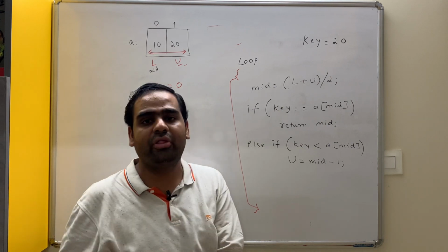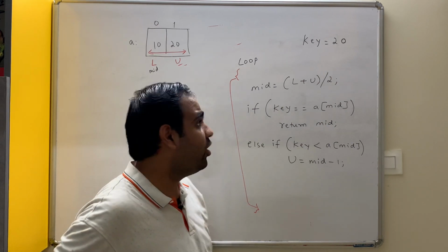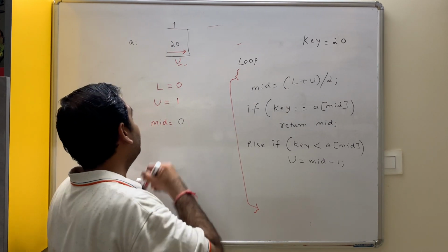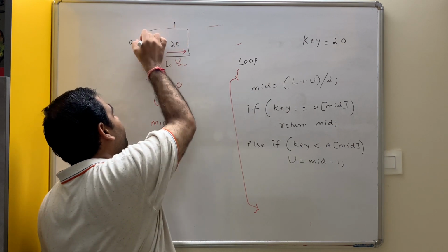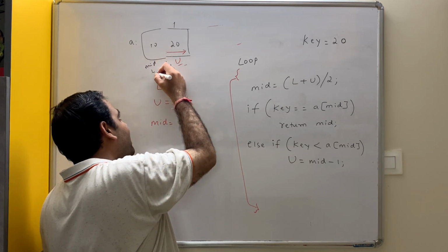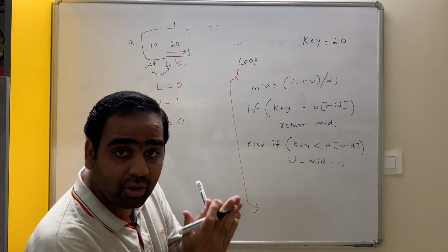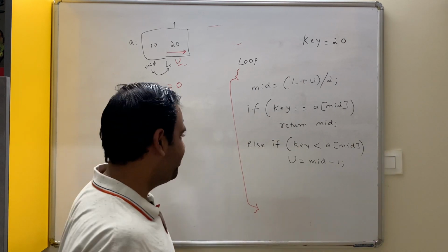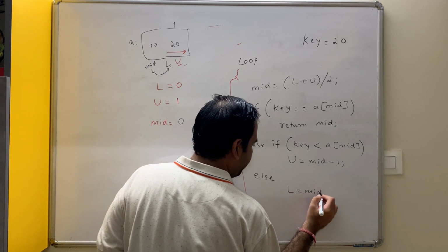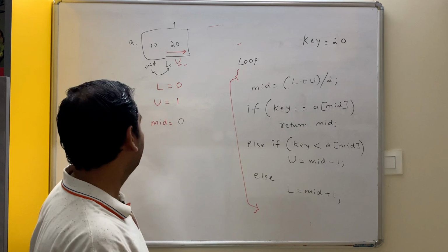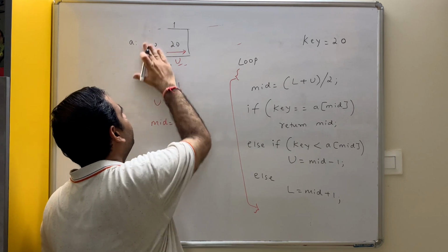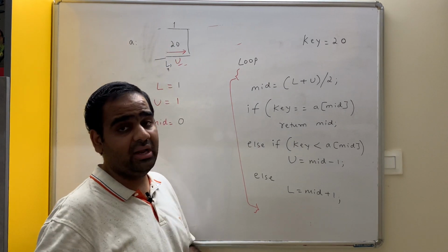Now if I want to search on the RHS subarray, what will happen? This was the value of mid and this was the value of L. Now the value of L should become mid plus 1 because you have to search on the RHS of mid. Else I say lower limit is equal mid plus 1. Now what is the value of mid? 0. 0 plus 1 is 1. That means lower limit is pointing over here. Now still we have one element to be searched.